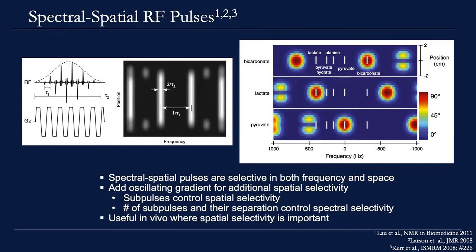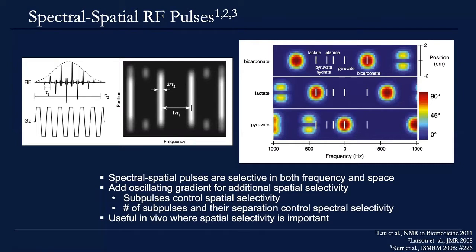To first principle, what we're doing is we play out our conventional RF pulse, Gaussian or sinc shape, and we just repeat it through time, and then we add this oscillating gradient on top for spatial selectivity. So the individual subpulses control the spatial response, and then the number of subpulses and their separation controls the spectral selectivity, i.e. the pass bandwidth and the stop bandwidth. And these are an important class of pulses because it allows us to excite one frequency at a time while still having spatial selectivity.